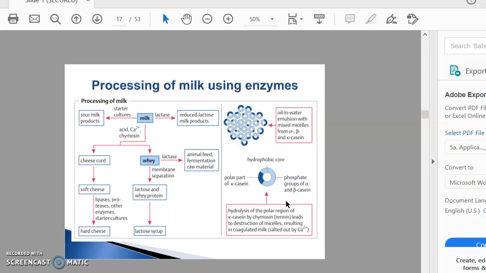So you can refer to this figure and read it by yourself. The summary is: milk, we add chymosin or rennet, and then we can get the cheese curd and hard cheese. And also we produce a byproduct, which is whey, and we can treat whey with other processes to get byproducts that are beneficial for our industry.